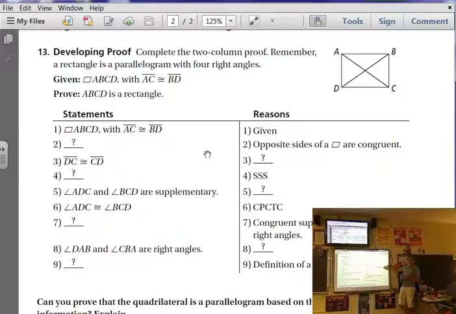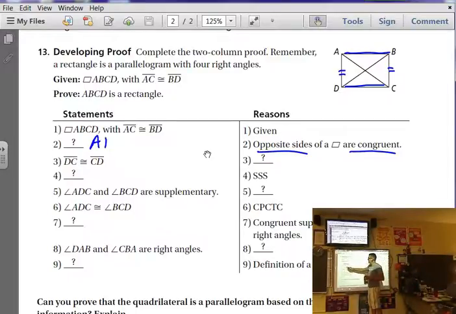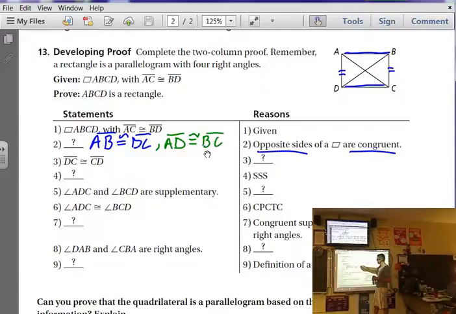So the reason for whatever my statement is that opposite sides of a parallelogram are congruent. So wait, opposite sides are congruent. Well, opposite sides would be like those and these. So my statement here would be AB congruent with DC and AD congruent with BC. Does it make sense why that's my statement?